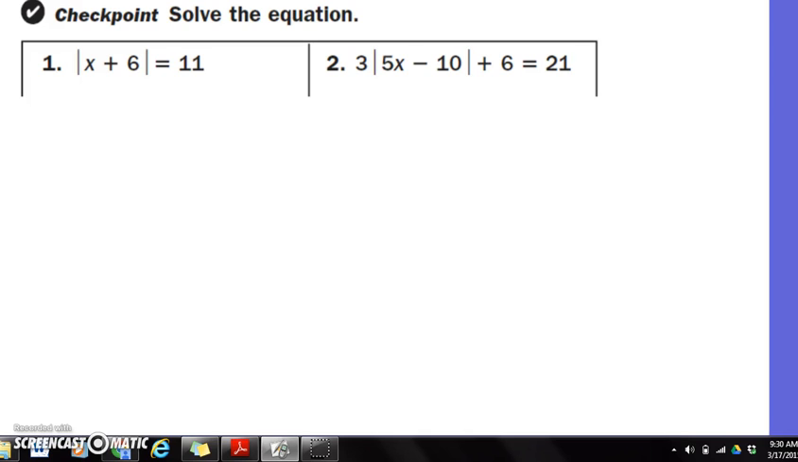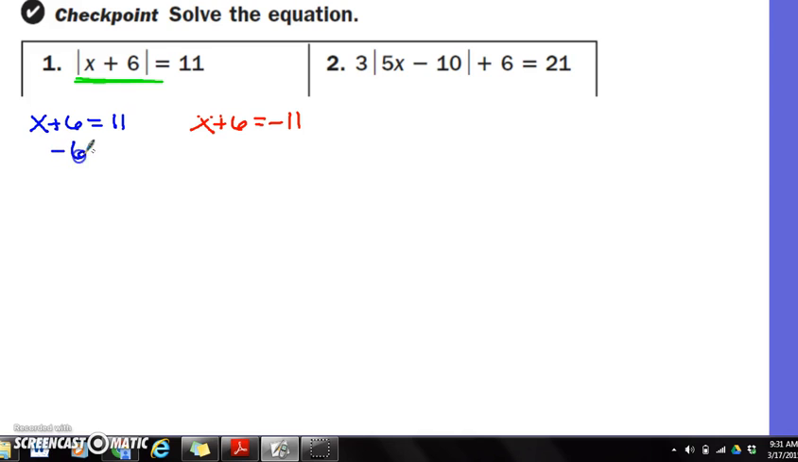Okay, we've turned to the next example, 1 and 2, and you have 2 examples here. The first one is very simple. It's just the absolute value of x plus 6 equals 11. So you break it into a positive, x plus 6 equals positive 11, and you'll break it into the negative, x plus 6 equals a negative 11. Because again, you have 2 answers that could go into this equation.